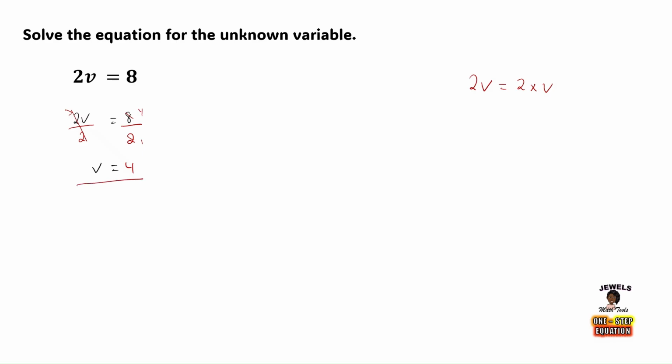Now, of course, I'm going to check my solution as I always do. If I'm saying that v is equal to 4, remember that if 2 is being multiplied to v, then when 2 is multiplied to v, this should equal 8. And we know that 2 times 4 is indeed equal to 8. So that means that our solution of v equals 4 is the correct answer.